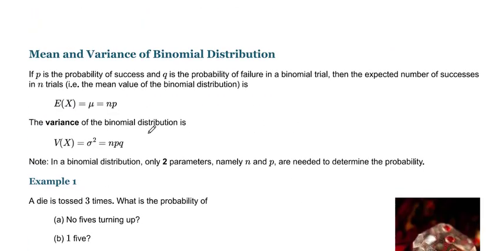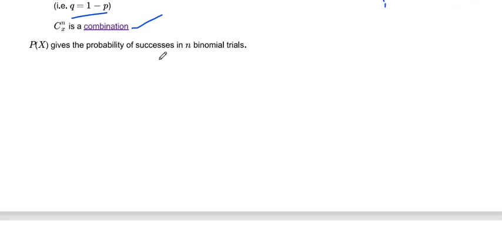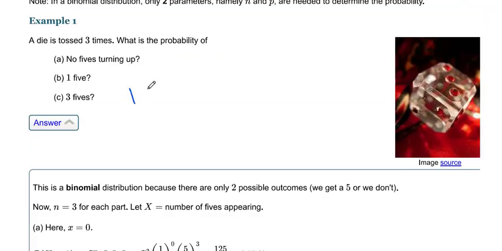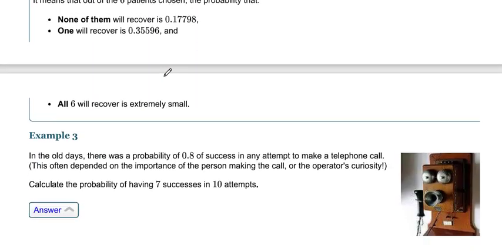Then the mean and variance of the probability distribution. Mean or expected value is defined as E of x or mu is equal to n into p, the number of trials into the probability of success, and variance V of x or sigma square is equal to n p q. P is success, q is failure, n is the number of trials. These two formulas you have to remember; they are important formulas. Example 1 and example 2 we already discussed, so let's start with the next, example 3.